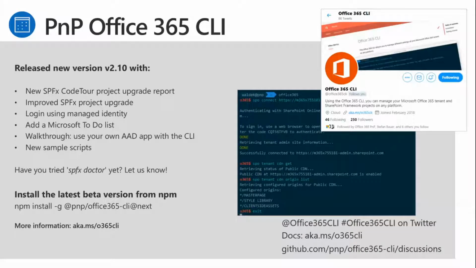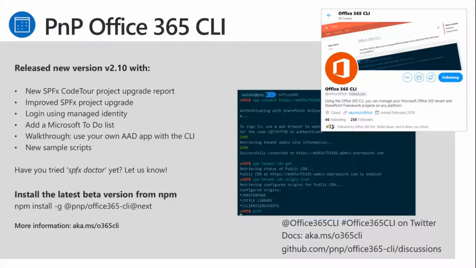Now, Office 365 CLI, a quick update here. The latest version is 2.10. The latest work is really around helping to upgrade SharePoint Framework projects. We are already testing toward the SharePoint Framework 1.11 release, so that whenever SharePoint Framework 1.11 is out, planned for July, there will be an upgrade command already updated for Office 365 CLI.